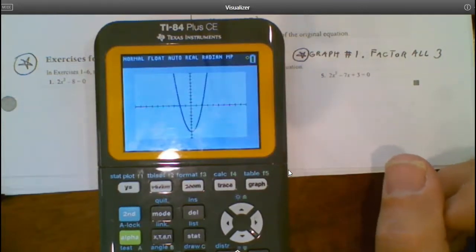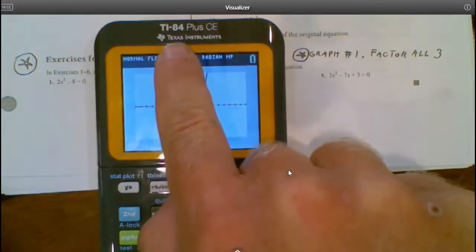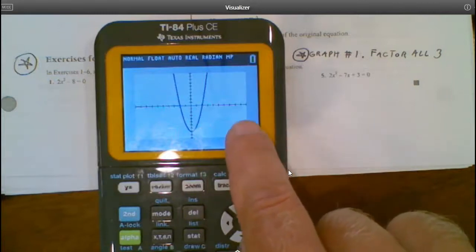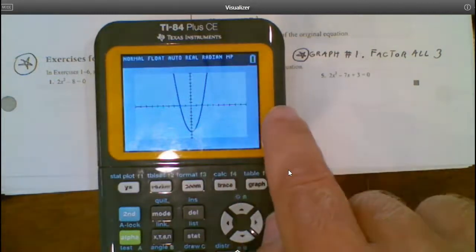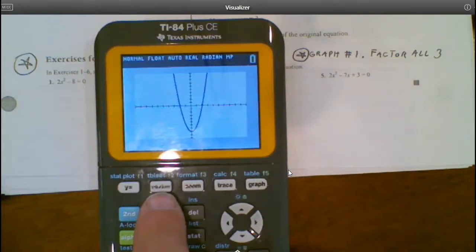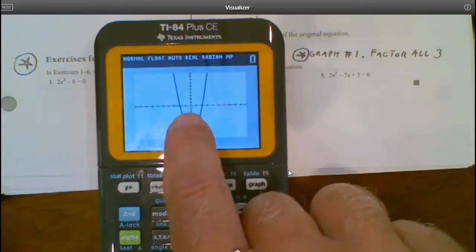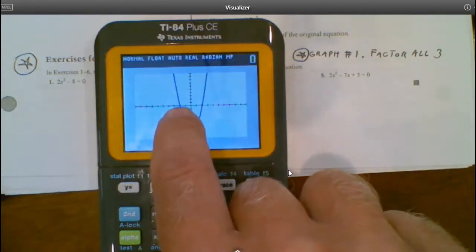By the way, if your intercepts were outside of the viewing window, like let's just say you had a U that did something like this, right? And it stopped right here. So you know it would continue, but you needed to see more. You just go into your window settings and expand your window settings so you can see more of the graph.